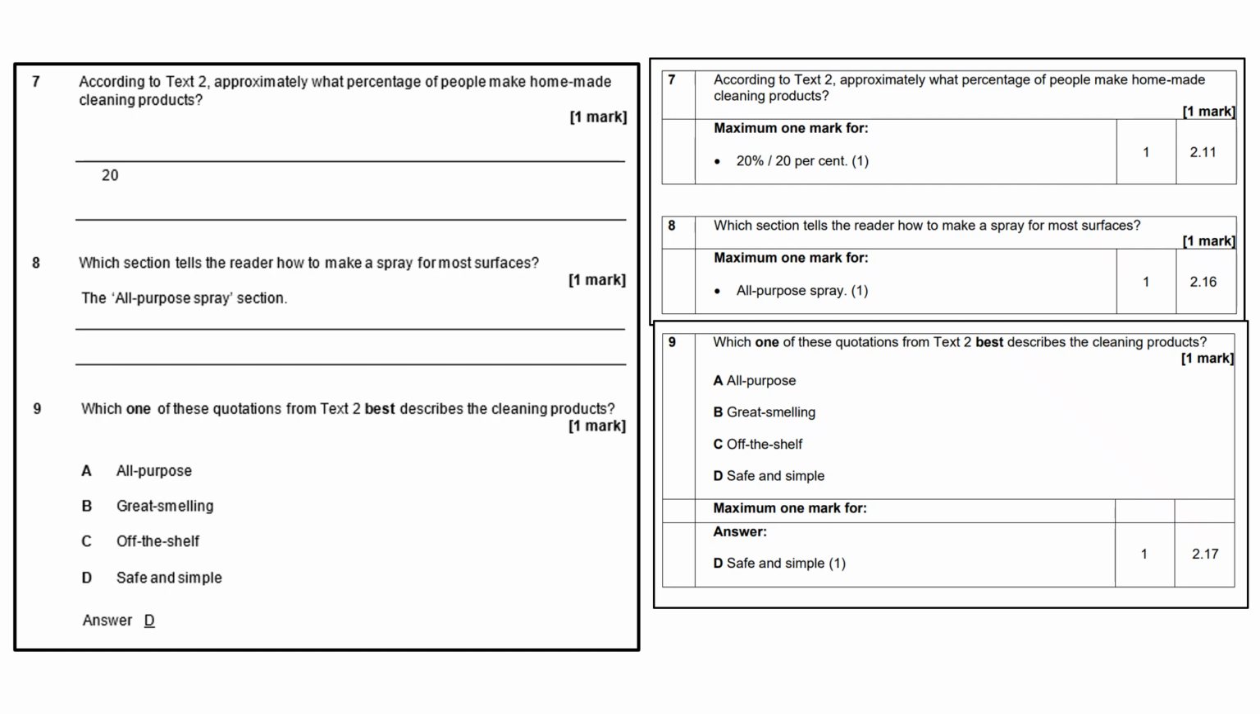So in this question, the learner has to identify the section of the text that tells the reader how to make spray for most surfaces. And the only awardable answer is all-purpose spray.